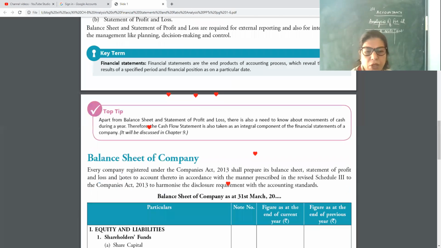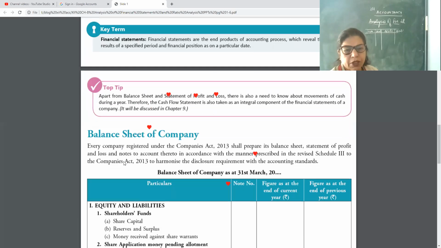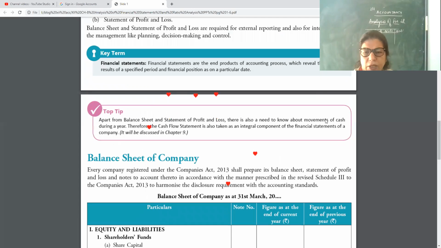After you know about the balance sheet and SOPL, only then will you know about the cash flow statement. That's why, first of all, I have started this topic. Otherwise, there will be a problem for you. So that's why I have written here. If we want to know the movement of cash during the year, movement of cash means inflow and outflow of cash, then we can prepare the cash flow statement.